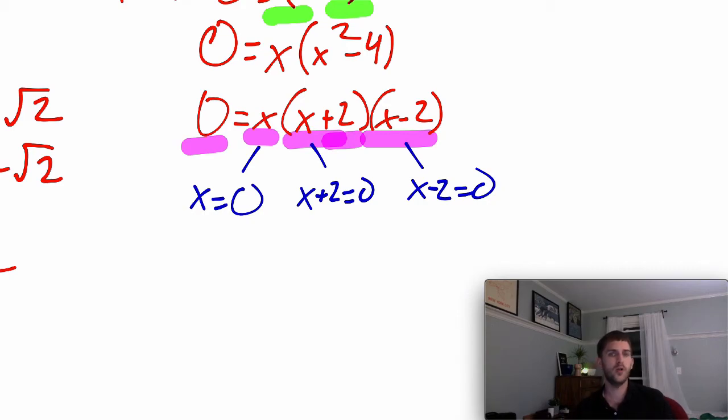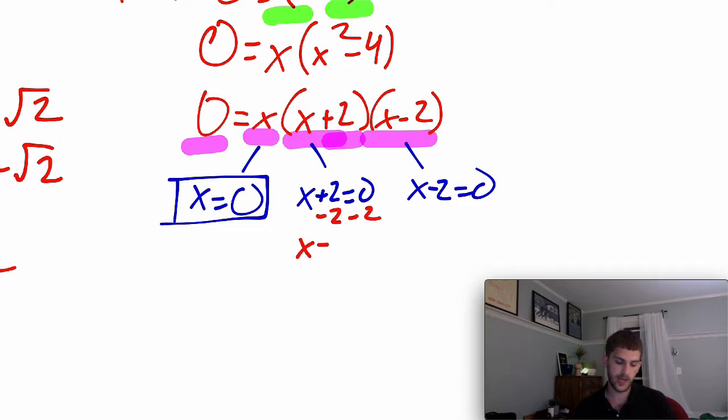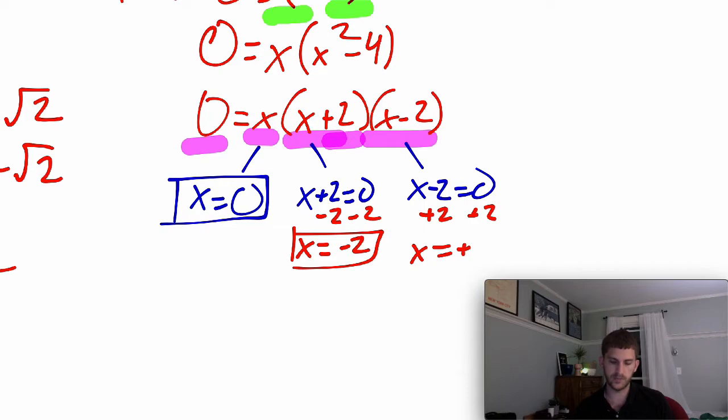Let me do all the work for you in the first one. To solve for x in x equals 0, you're done. To solve for x in x plus 2 equals 0, we're going to subtract 2 from both sides, and we end up with x equals negative 2. We're going to add 2 to both sides of this last one, and we end up with x equals positive 2. I guess we don't need the plus there, just positive. So this one has 3 x-intercepts.